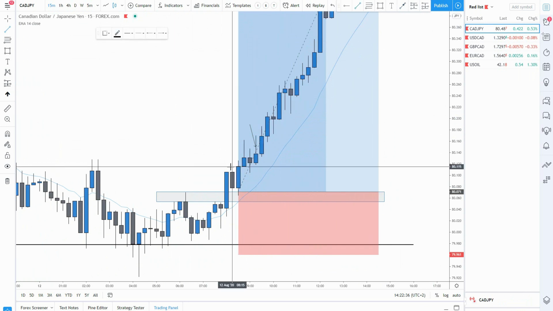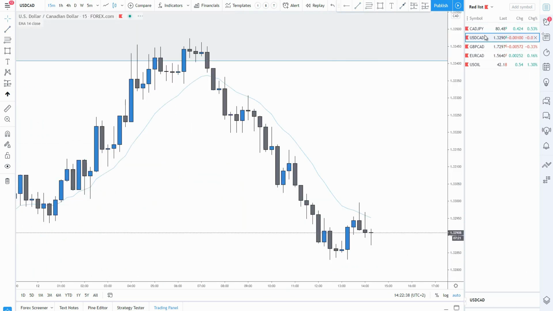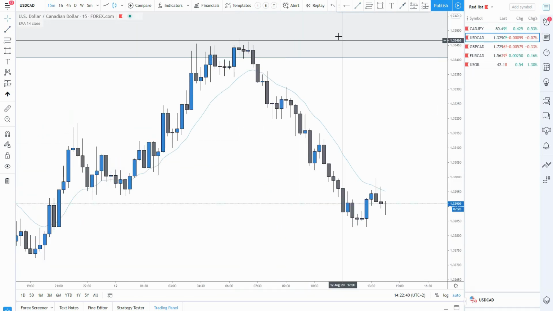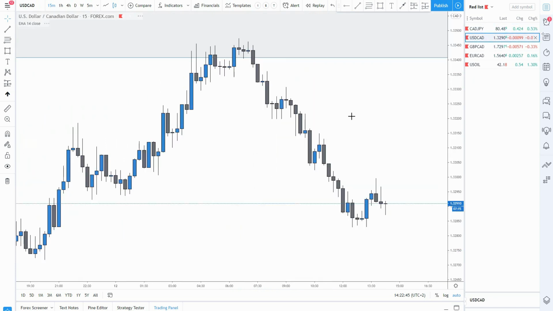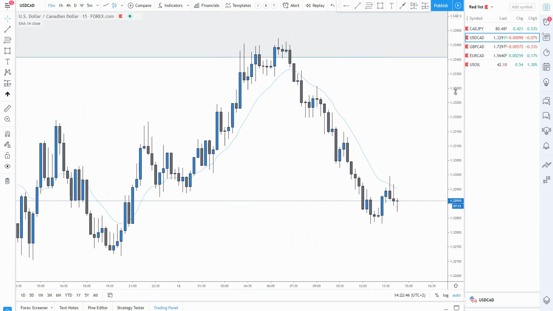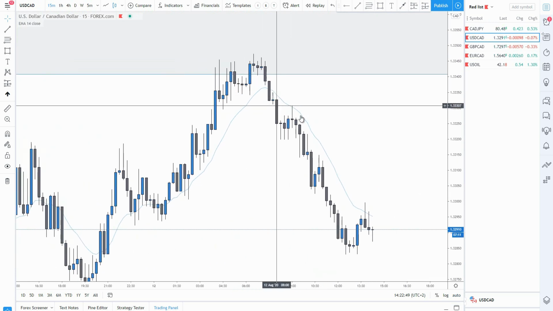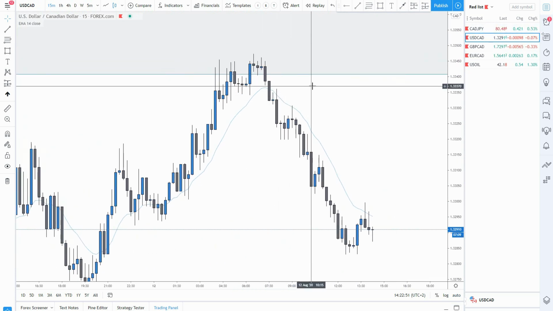So I was looking at the structure like this. And if USD CAD potentially started to push to the upside, then I would have been stopped out on CAD yen. Why? Because they're oppositely correlated. If USD CAD pushes up, then that means that the Canadian dollar is weak. So we're gonna have a weak CAD yen and hit stop loss potentially.